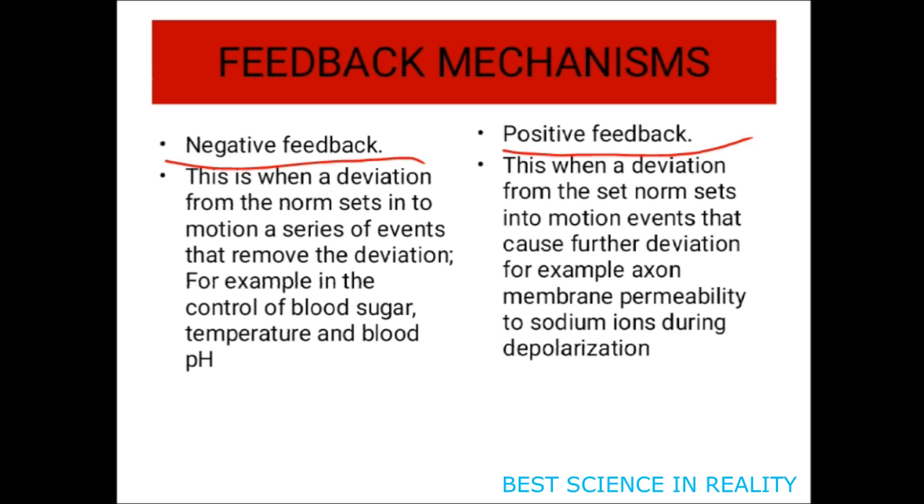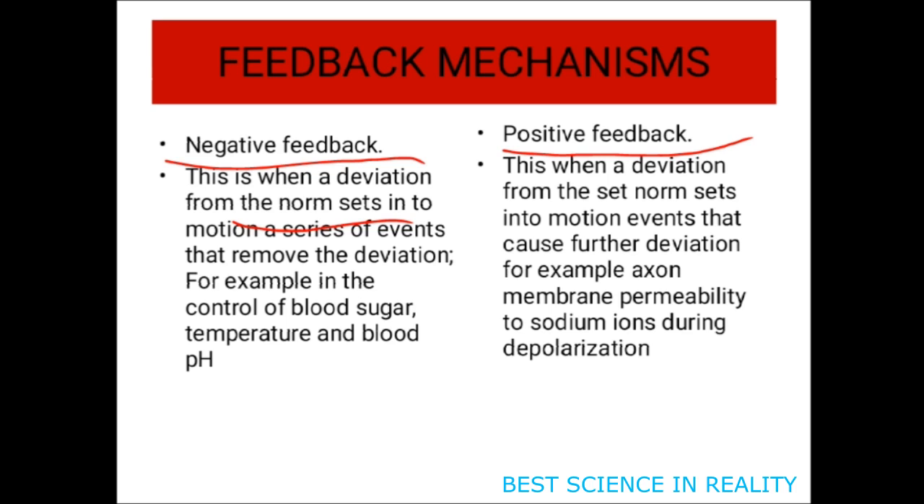For negative feedback, we can give an example whereby the deviation from the normal set point is going to set into motion events which are going to remove the deviation. Where we have instability, it is going to bring about stability. Negative feedback is the one which we have in greater percentage in our bodies. We can give examples like control of blood sugar levels, temperature and blood pH.